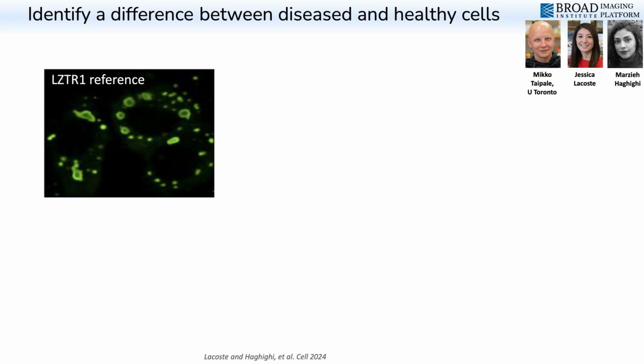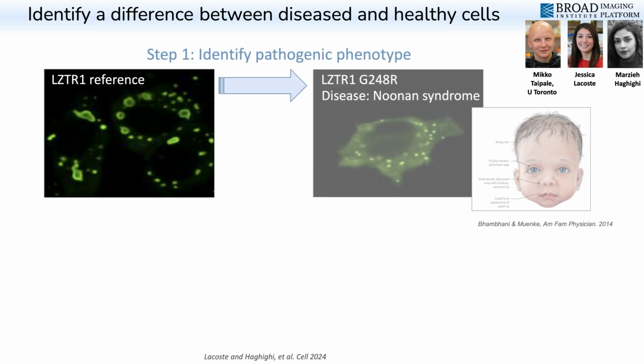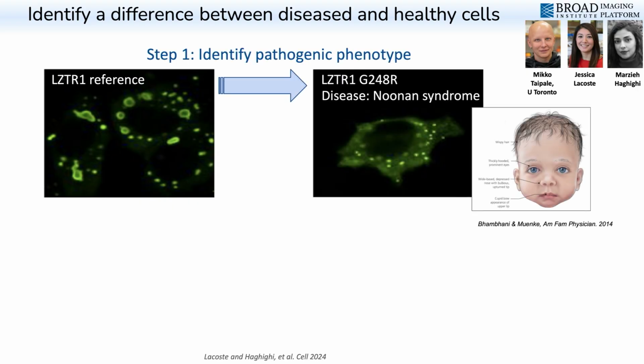For example, if you have an image of LZTR1, this is one protein that's there in our bodies, and you just mark that protein alone in a cell and look at it, that's what it looks like, and that's how it localizes. But now if you consider a variant of that protein that causes Noonan syndrome, a rare disease, it localizes very differently. You can see it directly in the image. It sits in a different part of the cell. You don't need a computer to tell you this, but you can use a computer to quantify it.